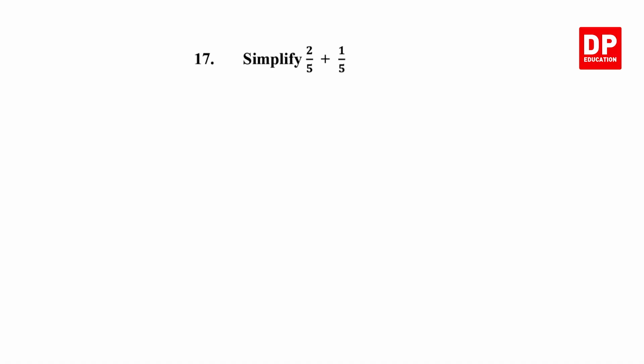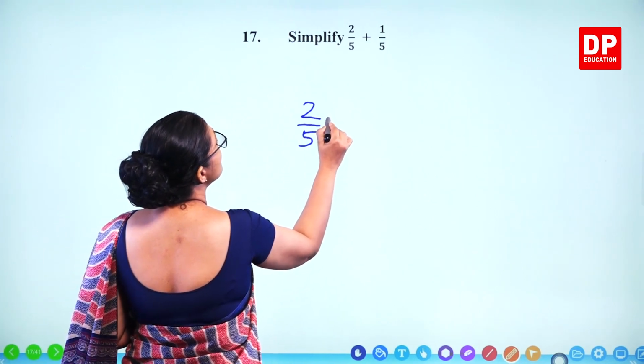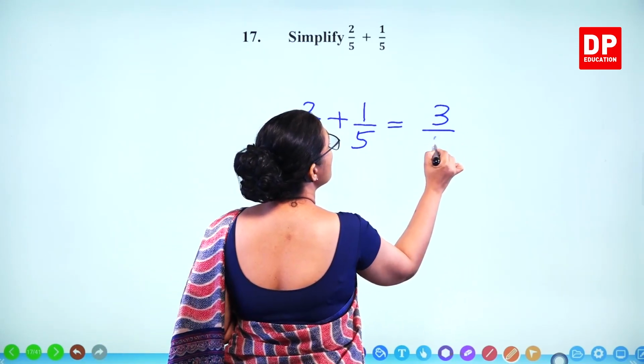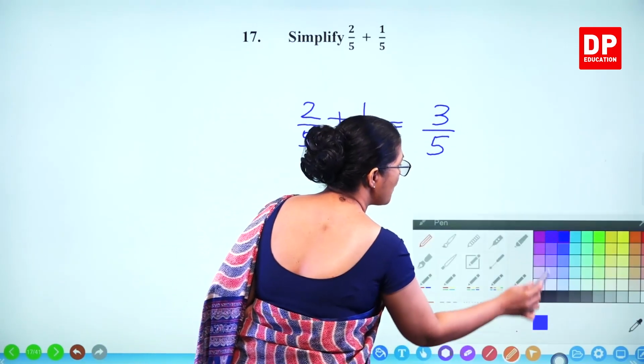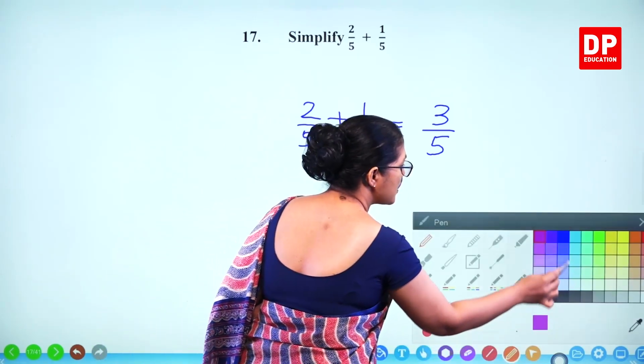Question number 17. Simplify. Same denominator. So just you can add the numerators. 2 plus 1 becomes 3. So 3/5 is the answer. 2 marks you are getting.